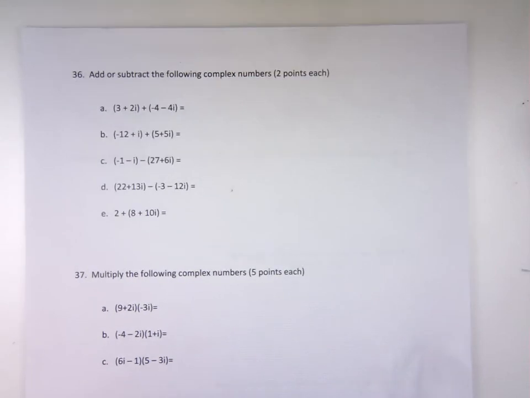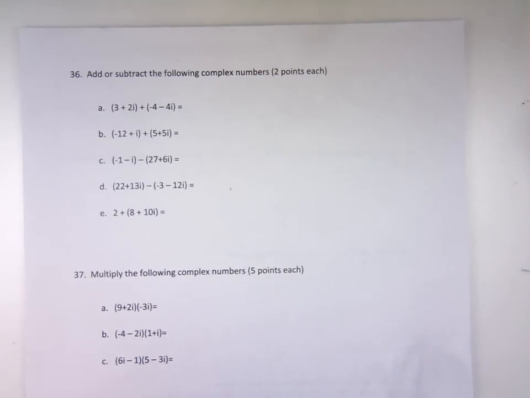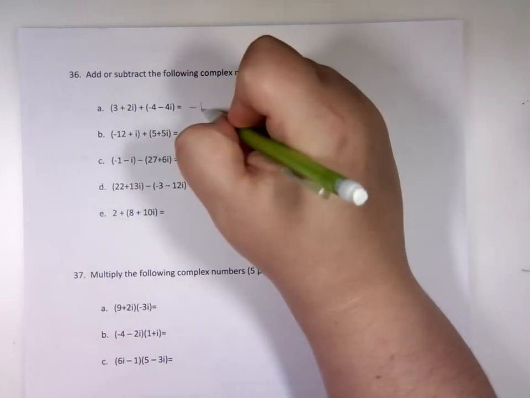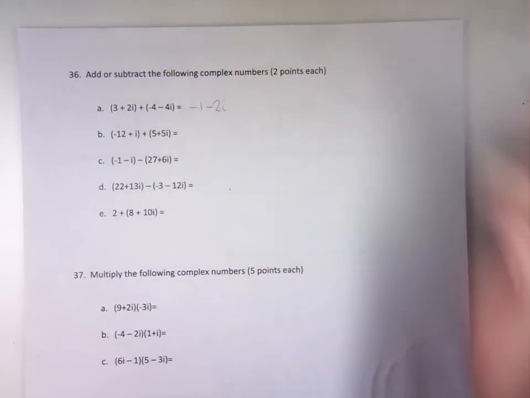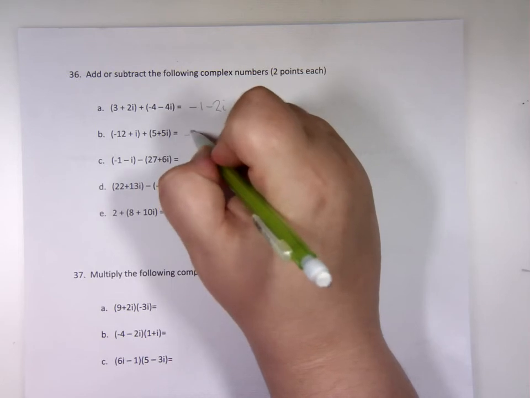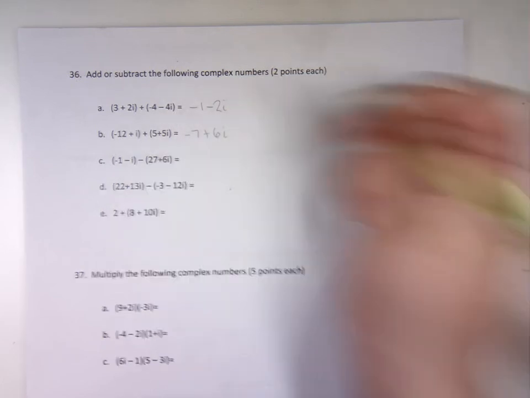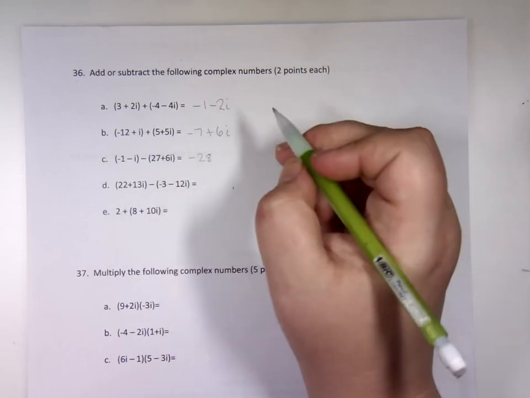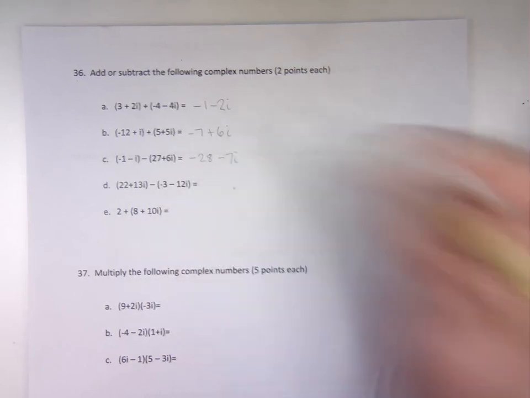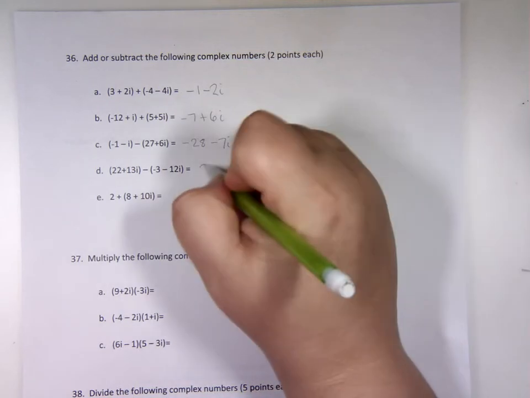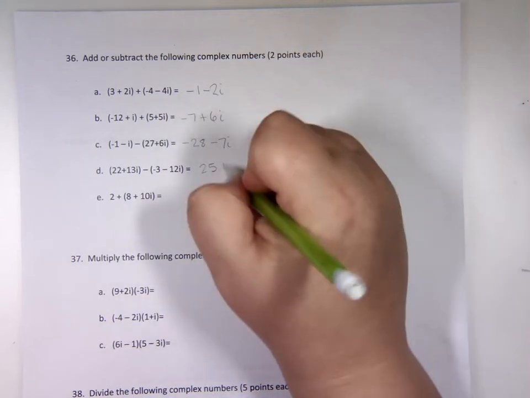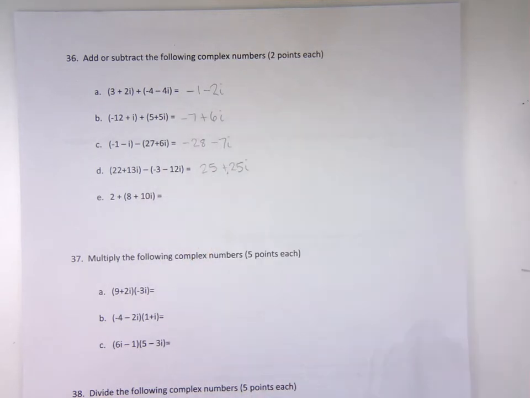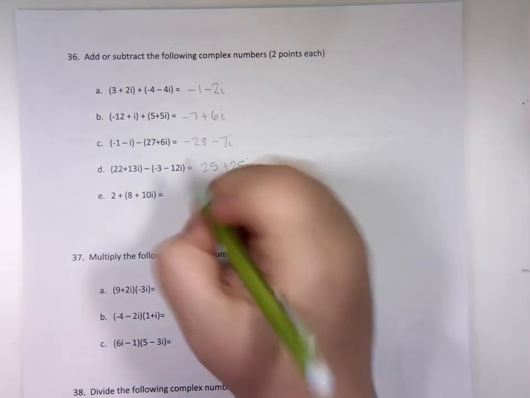So add or subtract the following complex numbers. Again, we just add like terms, so we're going to get -1 minus 2i. We're going to get -7 plus 6i. We're going to get -28 minus 7i. We're going to get 25 plus 25i. And then we're going to get 10 plus 10i.